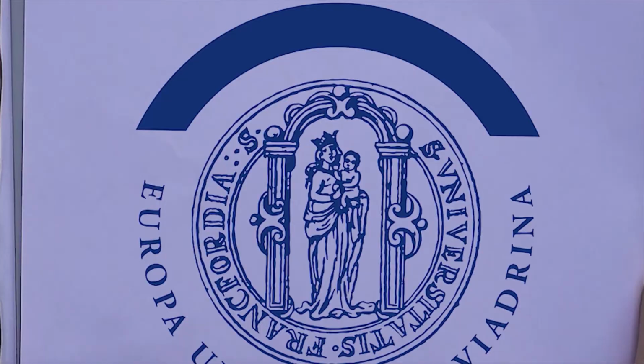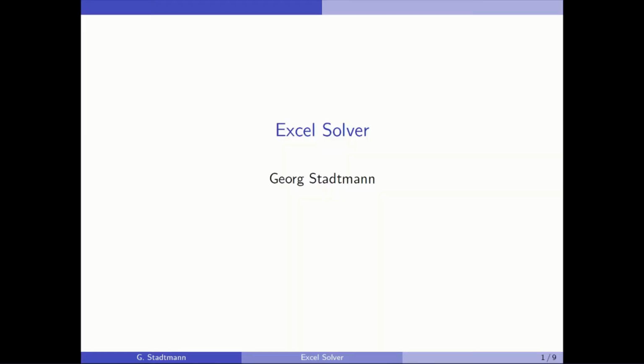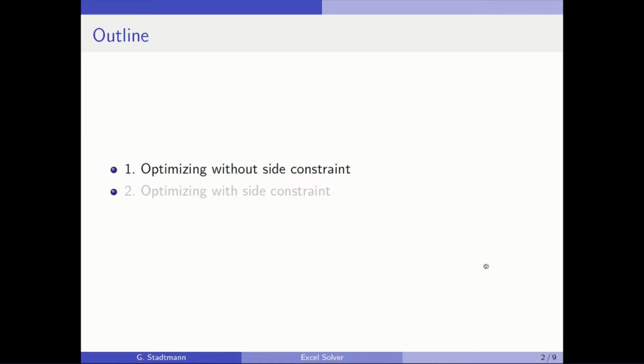Welcome everybody. Welcome to this introduction into one function in Excel, which is called the Excel solver. You can use this function to solve some optimization problems. It might be a maximization problem or a minimization problem. And here in this introductory part, you'll get two examples. One is optimization without a side constraint, and one is related to an optimization problem with a side constraint.